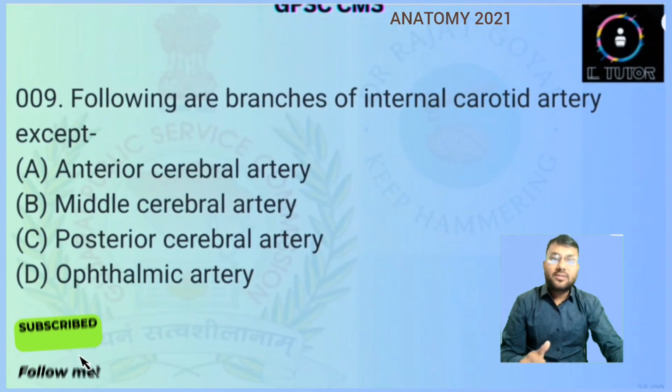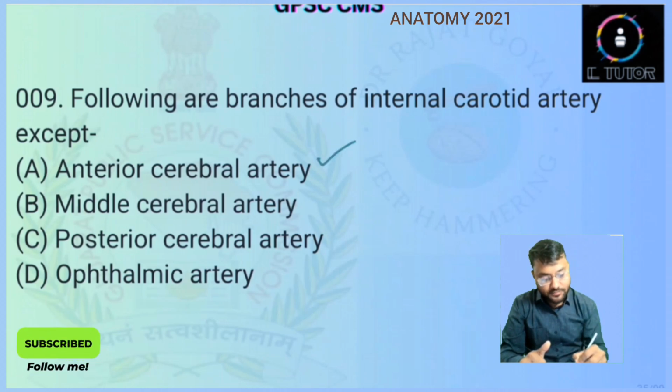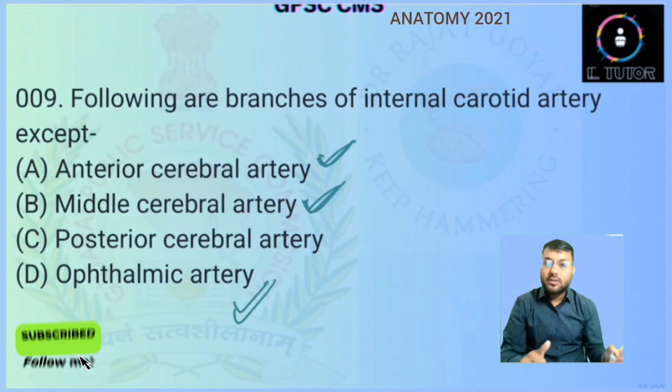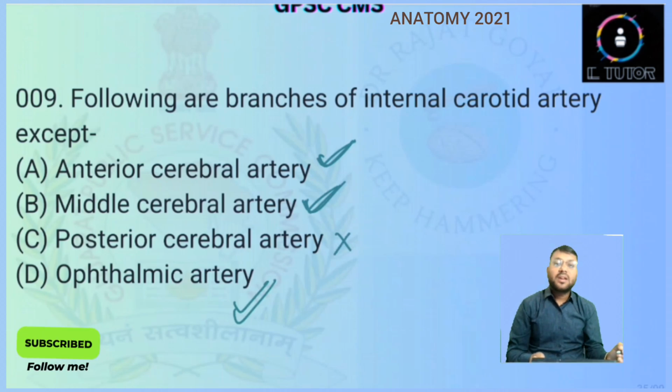Which of the following is not a branch of the internal carotid artery? If we talk about the internal carotid artery, the anterior cerebral artery is a branch, this is true. Middle cerebral artery is also a branch. Ophthalmic artery is also a branch. But the posterior cerebral artery is not a branch of the internal carotid artery. It is a branch of the basilar artery.